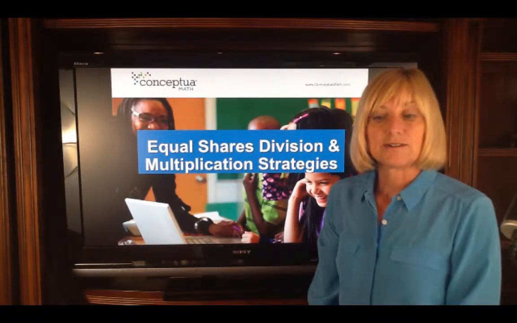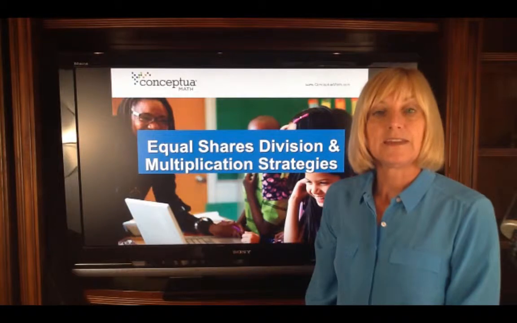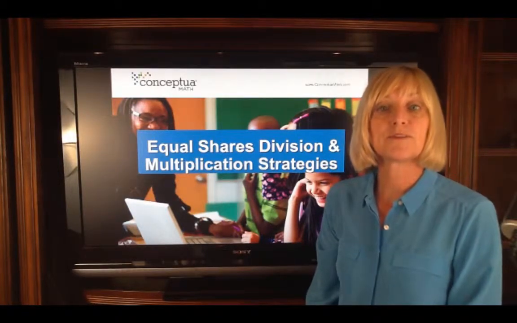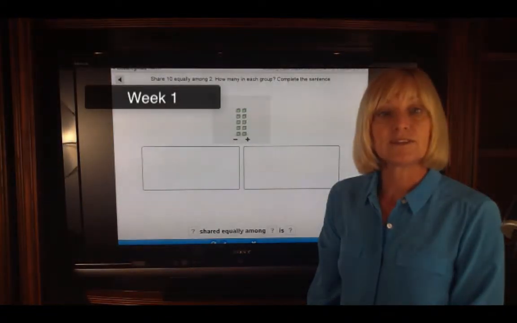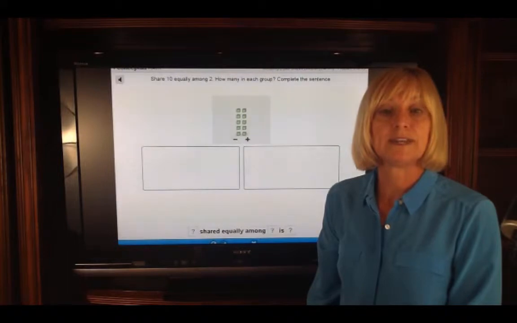Let's take a look at our unit on equal shares division and multiplication strategies. In this unit, students learn that multiplication and division are about working with groups of items and are inverse operations. In the first week of instruction, they begin learning a new model. They learn that division can be used to find the size of each group when sharing an amount equally.